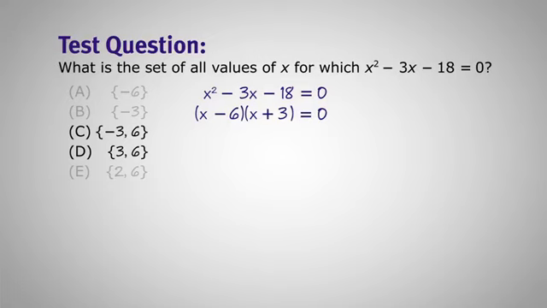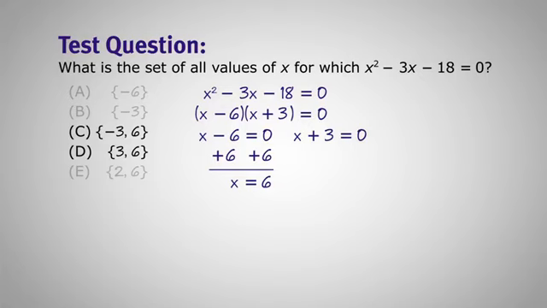Now that we've broken it down into two binomials, we can set each one equal to 0 and solve for x. So our first equation reads x minus 6 is equal to 0. Add a 6 to both sides of the equation, giving us x is equal to 6. X plus 3 equals 0 is our second equation. Subtract a 3 from both sides of the equation, giving us x is equal to negative 3. Taking a look at our answer choices, we have answer choice C.